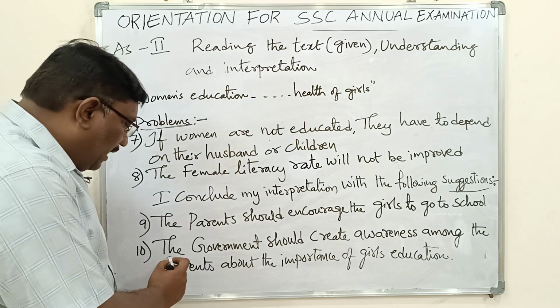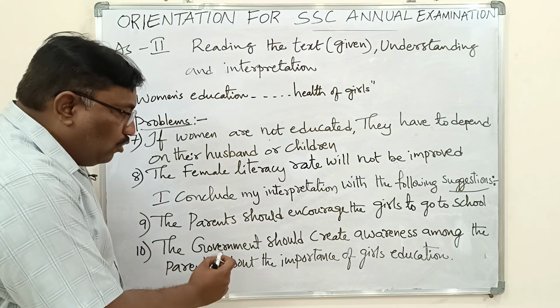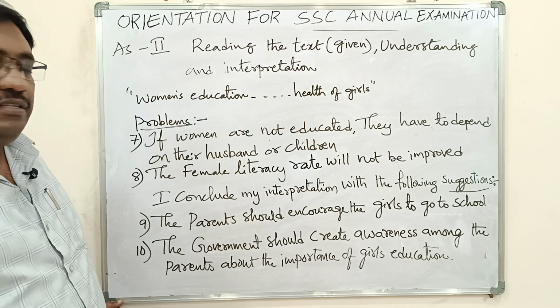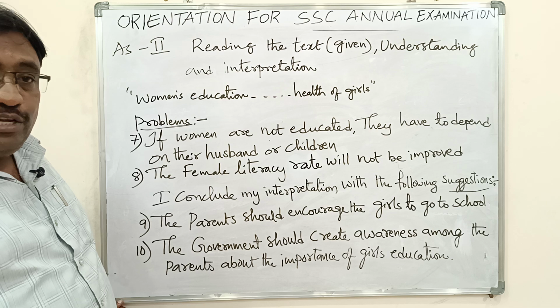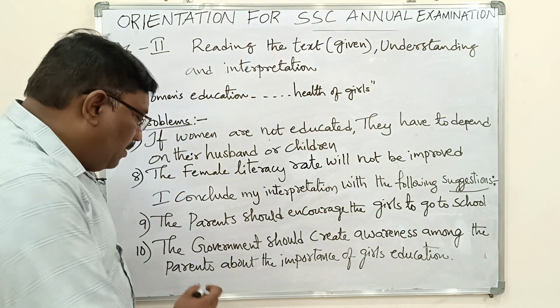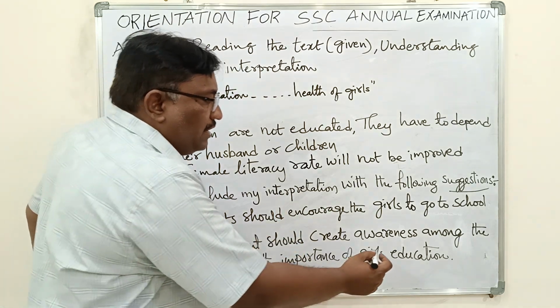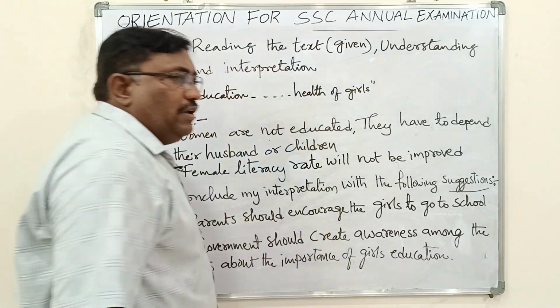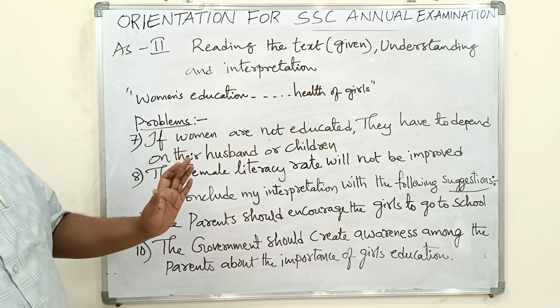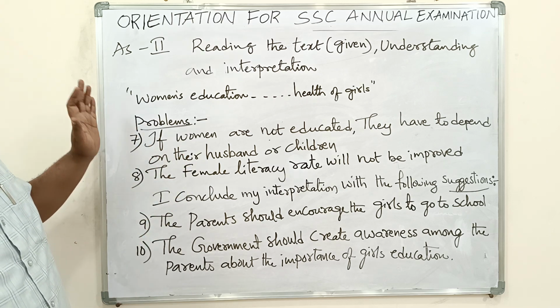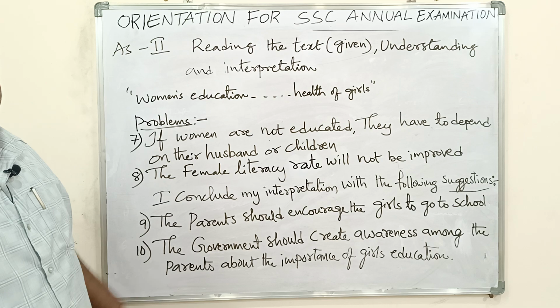The second point and the last conclusion point is that the government should create awareness among the parents, because it is the responsibility of the government and non-government organizations, NGOs, to create awareness among the parents about the importance of girls' education. Like this, we can write the interpretation up to 10 to 12 points. Then we can conclude this, and by which we can score good marks.